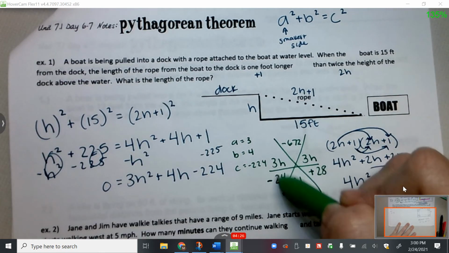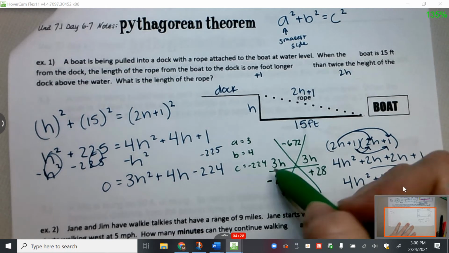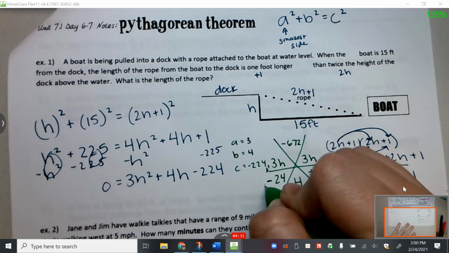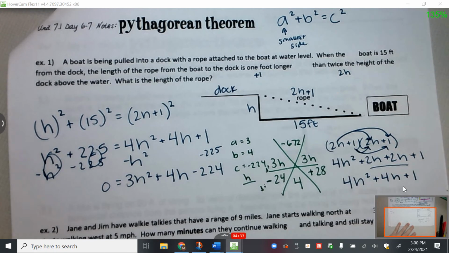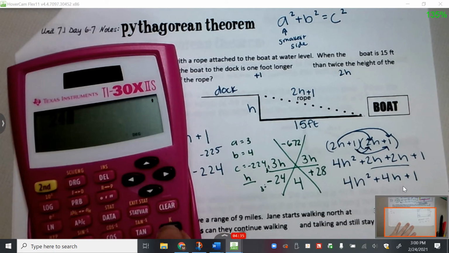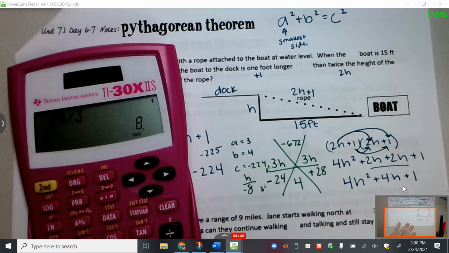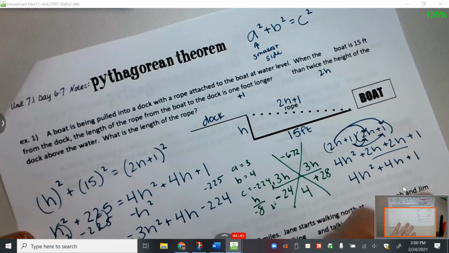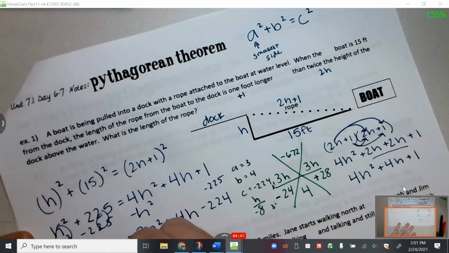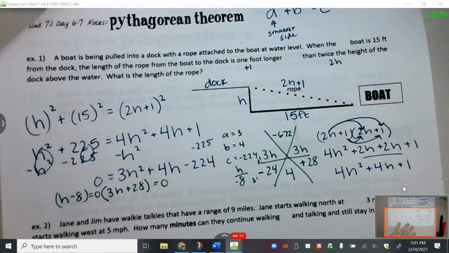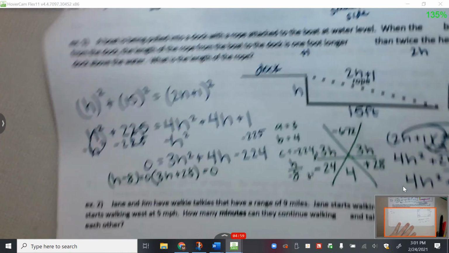And then remember, we have to simplify. So 3 goes into both of those, so divide by 3, and I get h over 8 and negative. 3 does not go into 28, and 3 is prime, so that stays the same. So we get h minus 8 and 3h plus 28. We're going to set them both equal to 0 and solve.